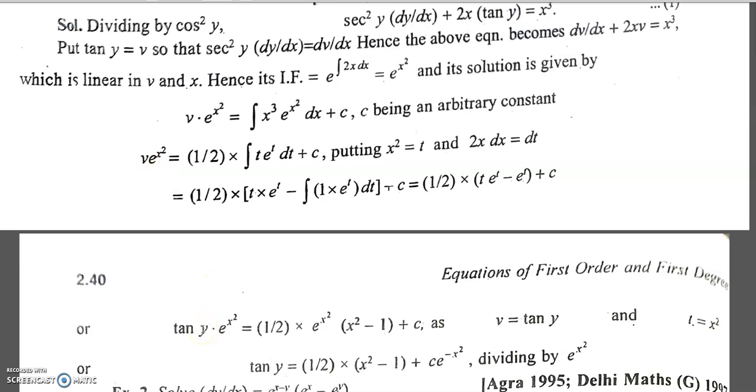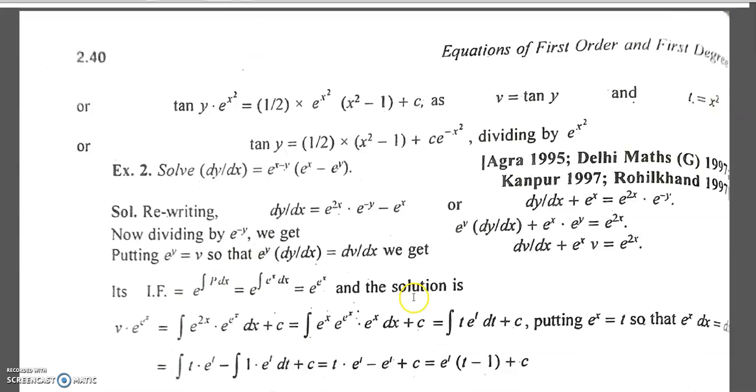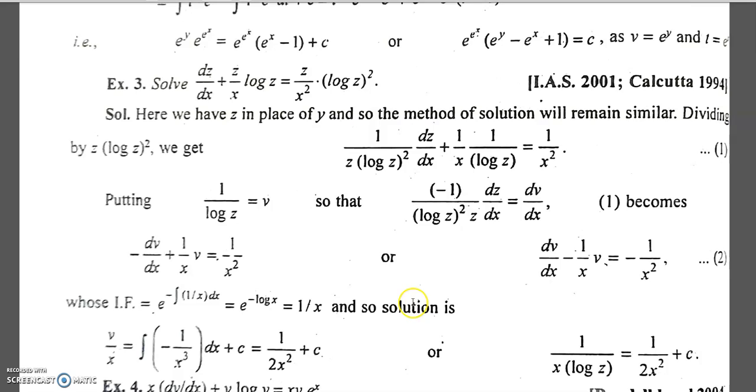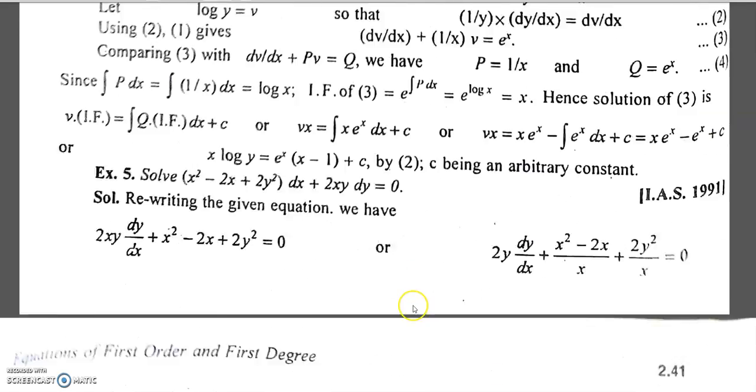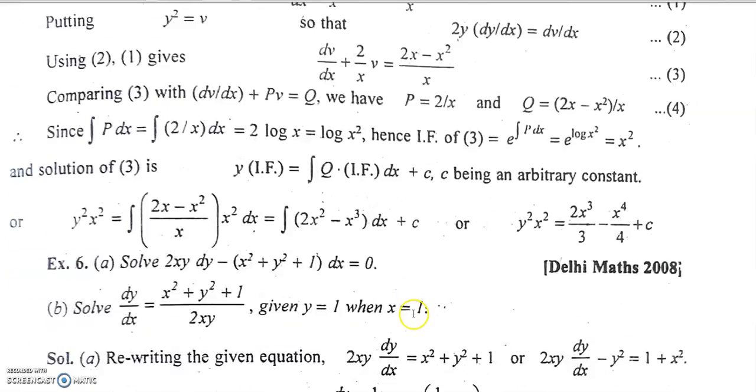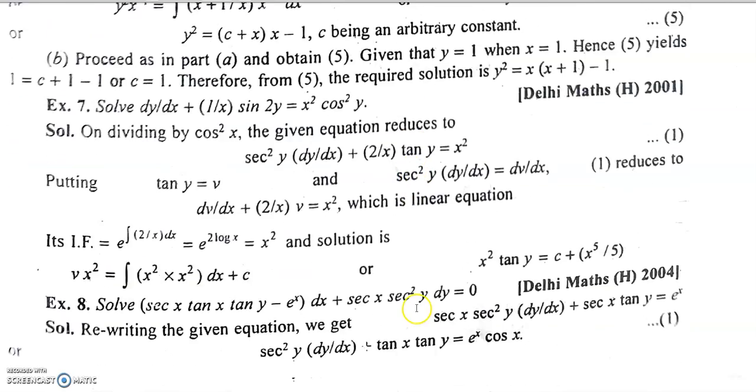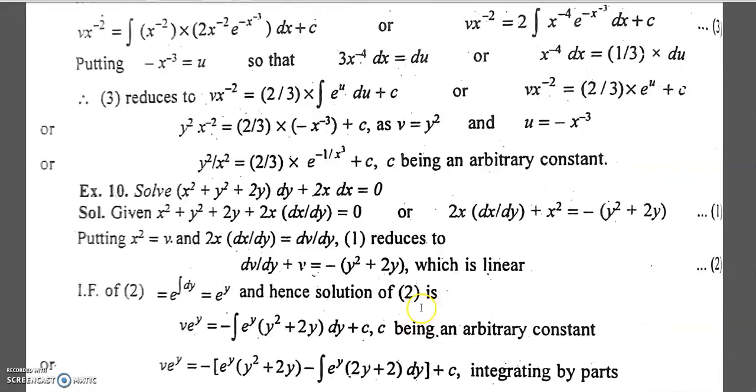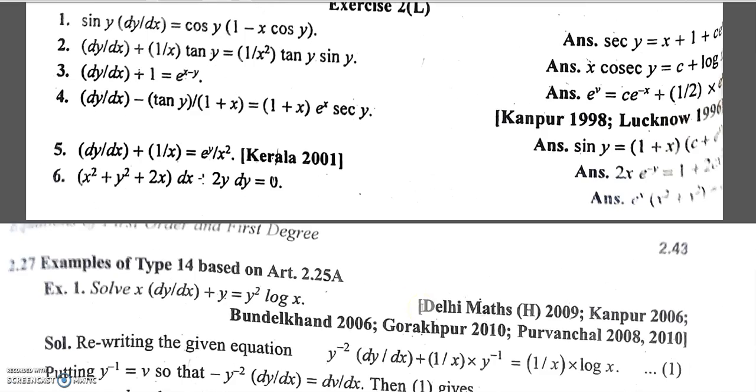Now what you have to remember is that you need to convert this v into the original function that you assumed, like v equal to tan y. You next replace the v as tan y. So tan y into e power x square equal to half, and you put t equal to x square, so e power x square into x square minus 1 plus c, right? That is your answer. So do these problems. Okay, so all the problems are same, just you need to follow the rule only. Okay, so this is your homework of exercise 2L.